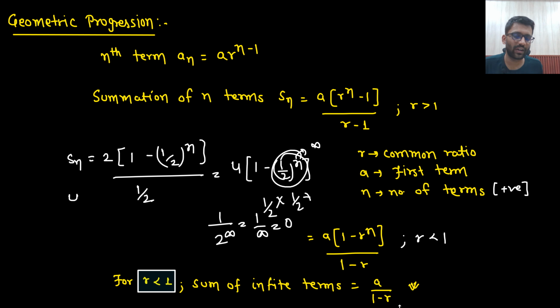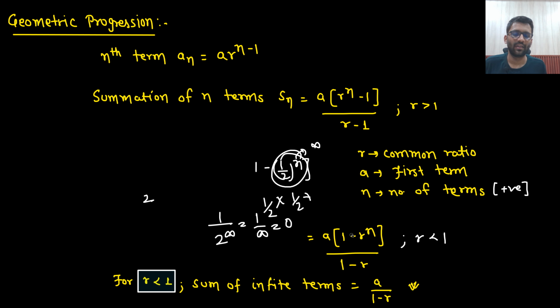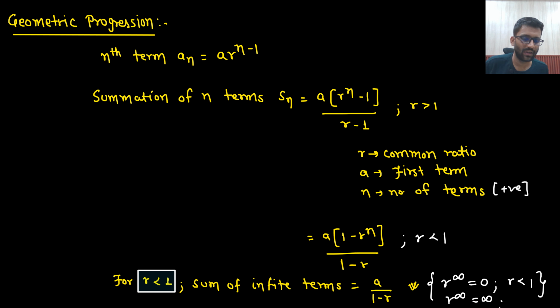So what are you left with? A upon 1 minus r. This value is going to 0, and 1 minus 0 is 1 only. So A upon 1 minus r. So this is the formula we are getting. A upon 1 minus r, because this r to the power infinity will be 0. Why so? Because r to the power infinity will be 0 for r less than 1, and r to the power infinity will be infinity for r greater than 1, right?